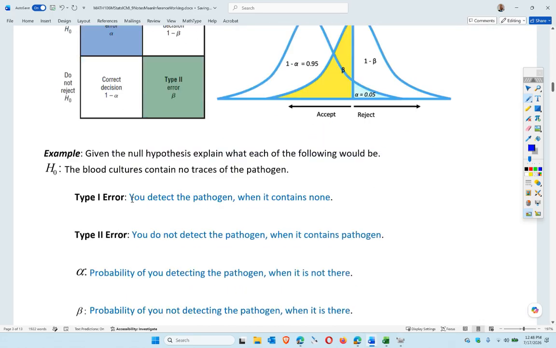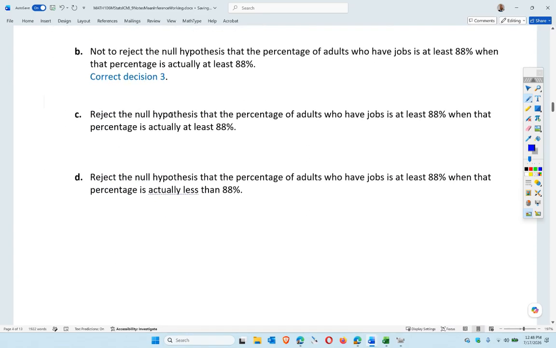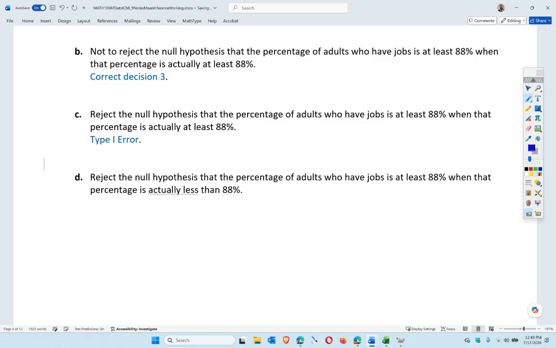Okay. All right. So you reject the null hypothesis. The percent of adults who have jobs is at least 88% when the percentage is actually less than 88%. So that's wrong, right? So that's less. You rejected it, so that's a type 1 error, right? Because it's a false positive, right?